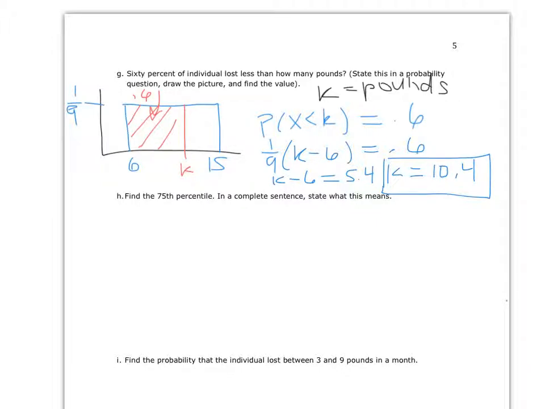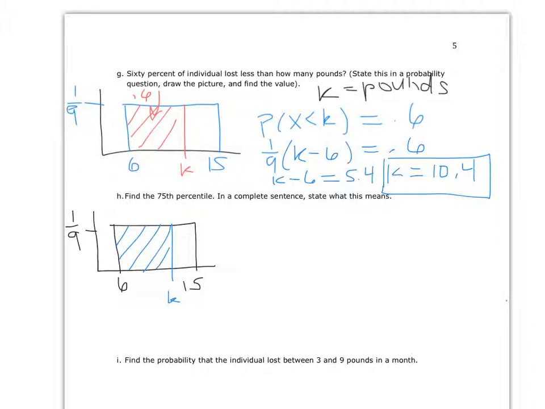All right, let's look at the next one. Find the 75th percentile, and then we'll want to explain what that means. Again, let's start with a picture of the density curve. Drawing 6 to 15 gets a little tedious after a while, but it really does help figuring out how to do it. For the 75th percentile, remember what that means: that is the value that has 75% of the data values less than it. So it's going to be some value here. We'll call it k, and since it's the 75th percentile, this area is 0.75. So we can write down the probability statement that the probability that x is less than k is equal to 0.75.